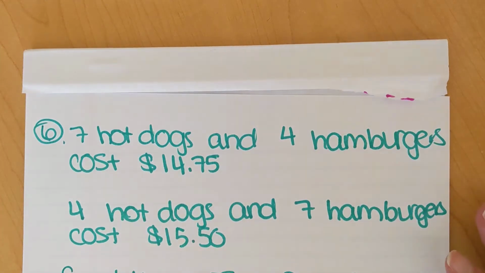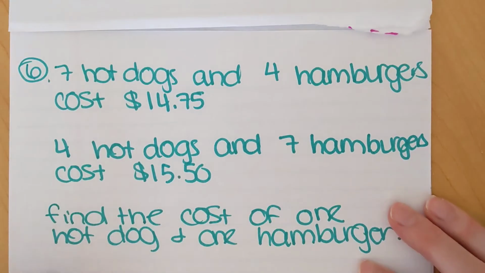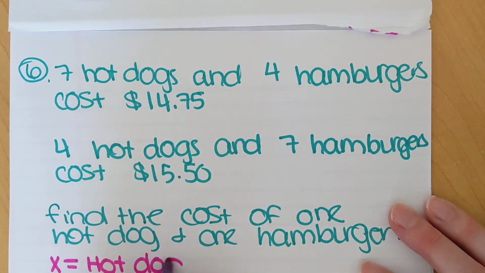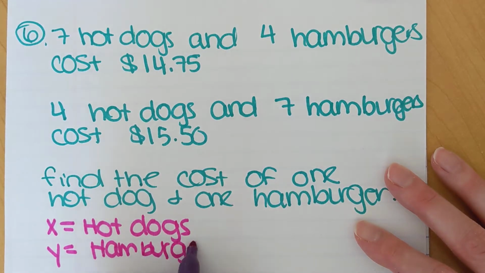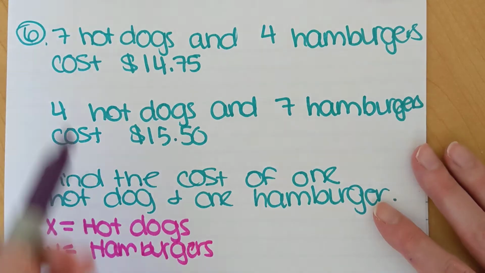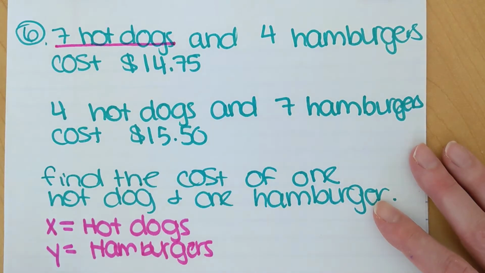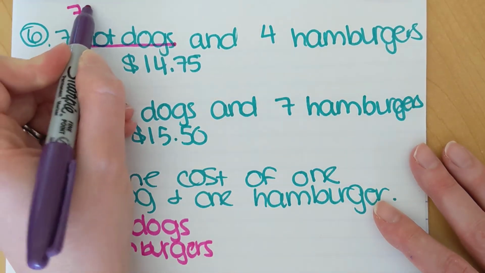So this question says that you have 7 hot dogs and 4 hamburgers cost $14.75. So I'm going to let X be the number of hot dogs that we have and Y be the number of hamburgers. Okay, so then the 7 hot dogs would translate into 7X.